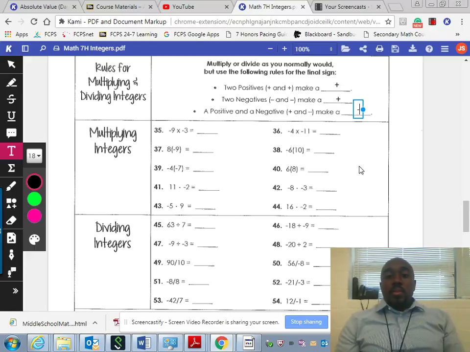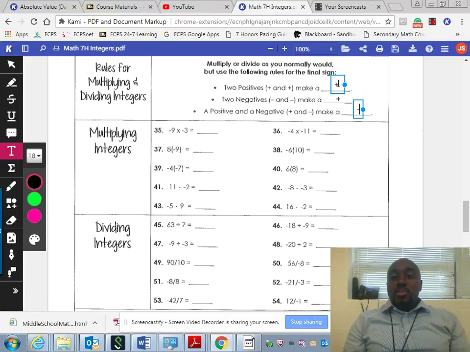So remember, when we're multiplying two integers that are both positive, it's always going to be positive. When we're multiplying two integers that are both negative, it's always going to be positive. And when we're multiplying two integers that are different signs, it's always going to be negative. So we have some rules that we can associate with that over here. Pretty much what it boils down to is this.